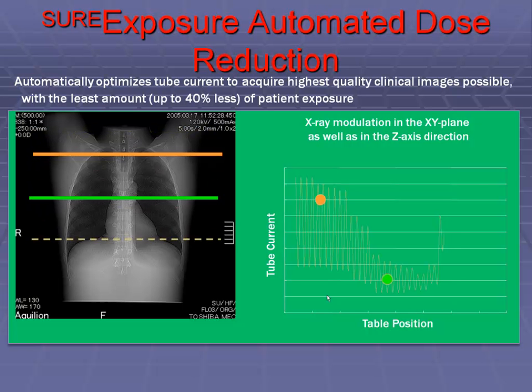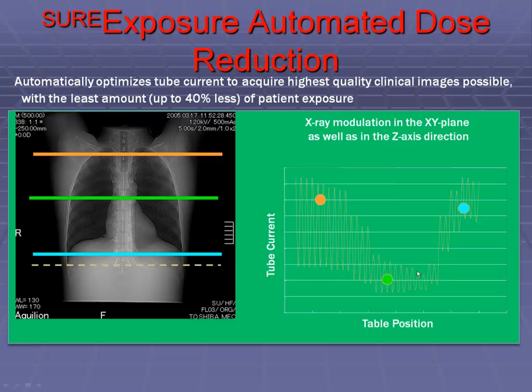As you can see here, the graph on the right is showing the amount of radiation utilized by the CAT scanner at each slice. And if you see on the top of the chest where the orange line is, that corresponds to the top of the lungs, and a little higher radiation dose is utilized here because it has to penetrate the shoulders, which requires some more radiation. The green line now crosses through the middle of the chest and uses the lowest amount of radiation, as you can see on the graph on the right, with the green circle being towards the bottom.